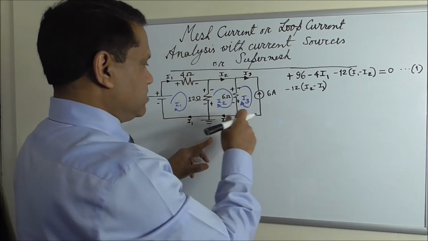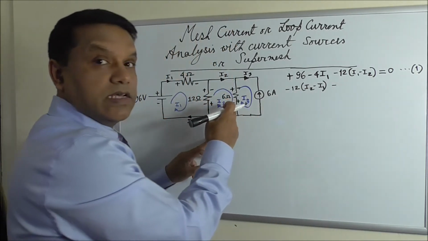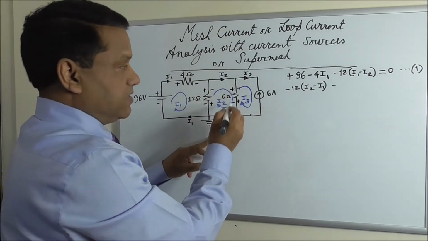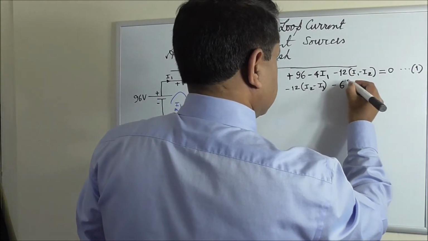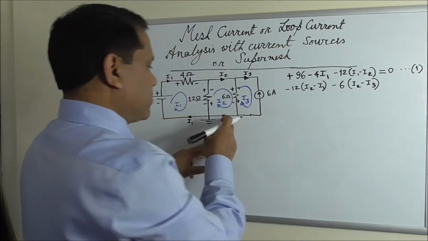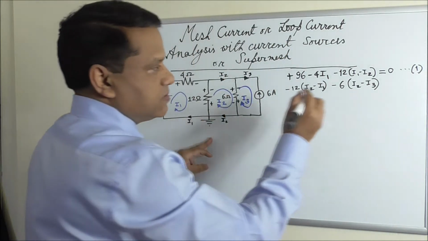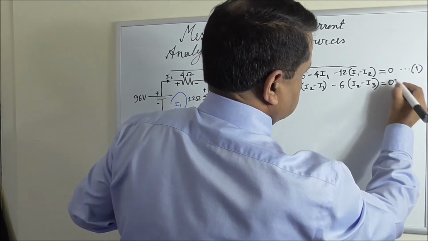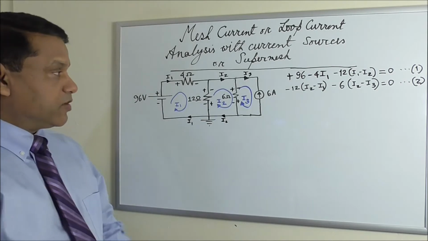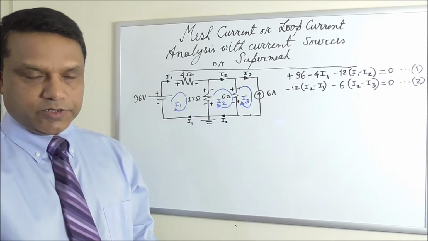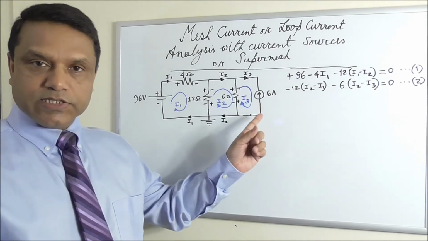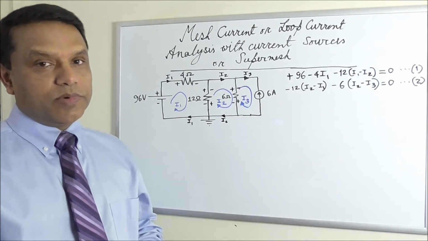Here no drop, and here it is minus 6 times the downward current, here I2 minus I3, and we have come back to the starting point, equal to 0. We got two equations, but we have three unknowns, so we need another equation. And our natural instinct will be to write another KVL equation in this loop. But we will not be able to do that.